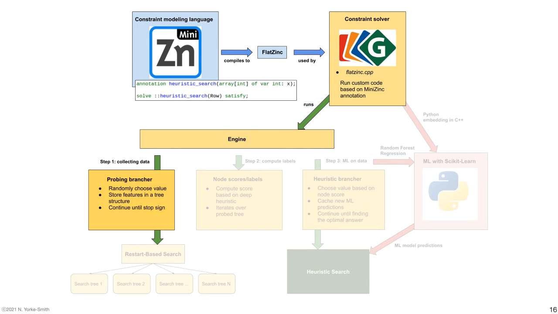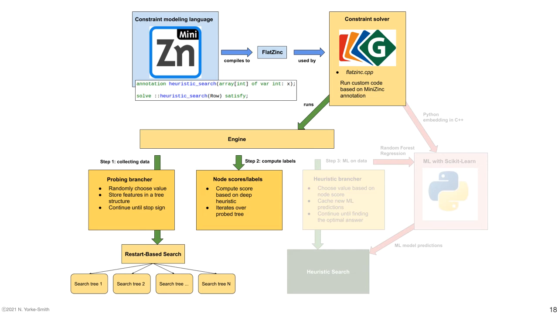Step 1, we collect data through probing. What we're going to do is use this in a restart-based search, and I'll explain more later. In fact, we do restarting as part of the probing, because we want to randomly sample as much of the search tree as we can, hence random variables and values, and then some restarts to try and give us a diverse data set.